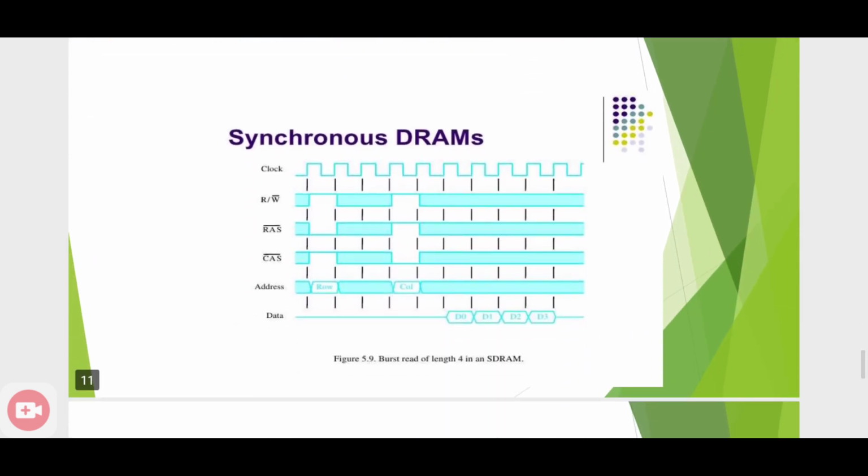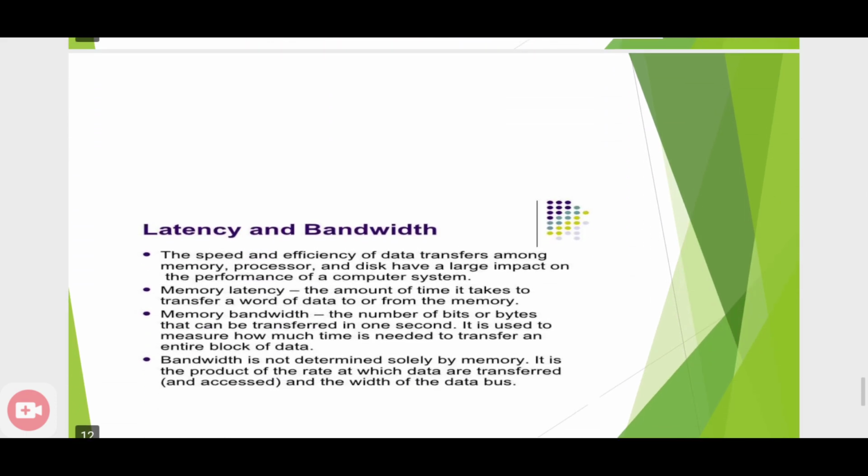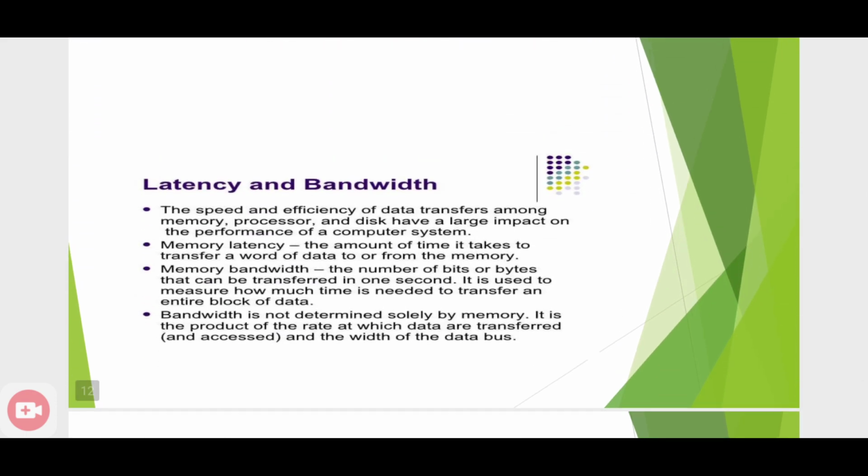So this is the SDRAM burst read of length 4 clock cycles and their actions. So based on a particular time period, all the actions are handled. The first signal is given by the clock signal, then the read or write signal. RAS stands for the row address strobe signal and CAS for the column address strobe signal, and there will be the address latch as well as the data signal, which can be used for representing the burst read of length 4 in SDRAM. Okay, so these are all about synchronous DRAM.